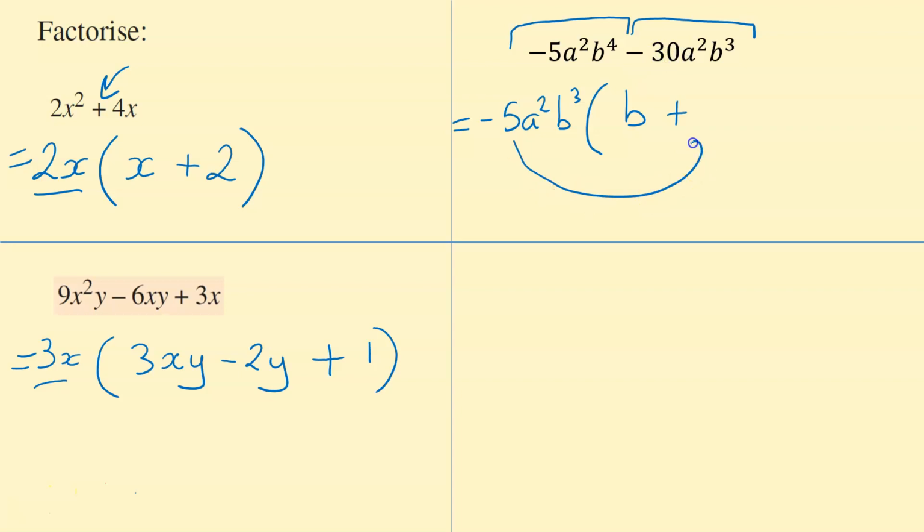Next one. 5 times what gives you 30? 6. Okay. The a squared's gone to the front. The b cubed went to the front. We're left with that, and that's it.